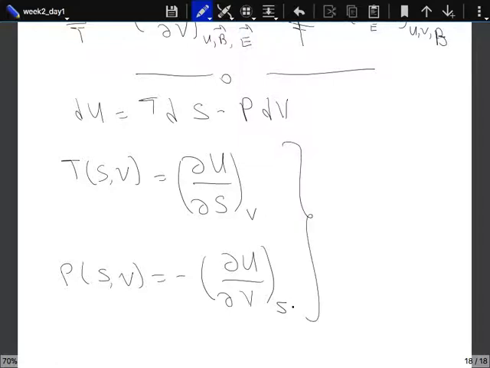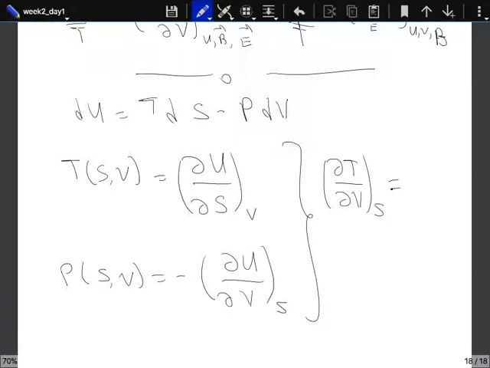Now let me take these two relations and look at what happens when I take the derivative of temperature with respect to V, keeping S constant. You see, this is, for example, in an adiabatic process, how does the temperature of a system change as a function of the volume? This will be equal to, well, if you just take the derivative of the first line, that is nothing but the second derivative of U with respect to first S, then V.